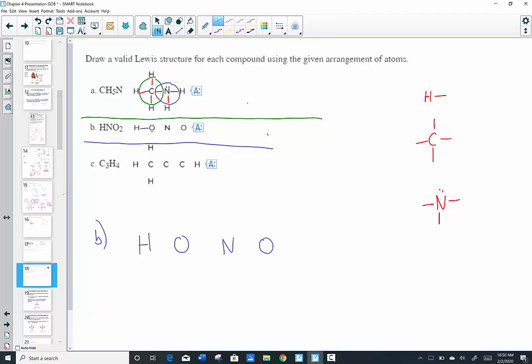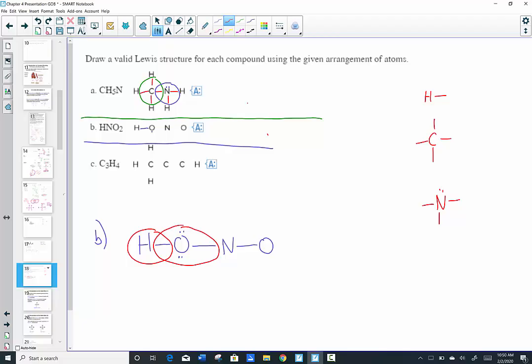H-O-N-O. That's all we were given in letter B. Got it. Okay, that helps me because otherwise I was breaking rules with oxygen. First thing we're going to do is to make sure everybody's connected by at least a single bond. I know oxygen requires 2 bonds, 2 dots. So I can satisfy this oxygen, 2 bonds, 2 dots, and I've satisfied this hydrogen with just its 1 bond.